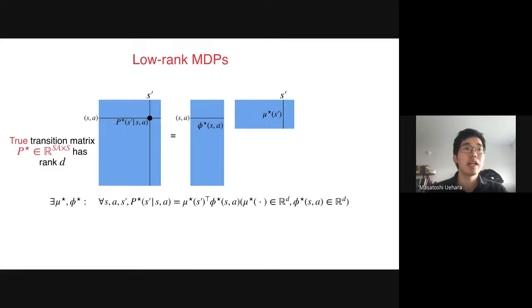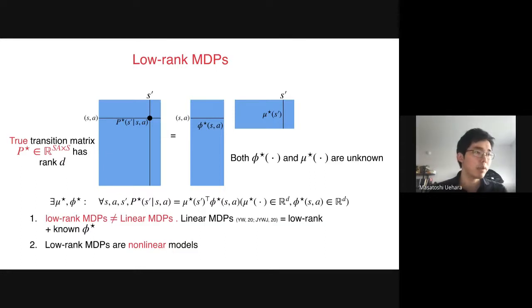Here, our assumption is that P star admits a low-rank decomposition. So P star is an inner product of mu star and phi star, and both features are d-dimensional. Importantly, we assume that both features are unknown. This means that we have some function classes which include mu star and phi star, but we don't assume that phi star is known a priori.